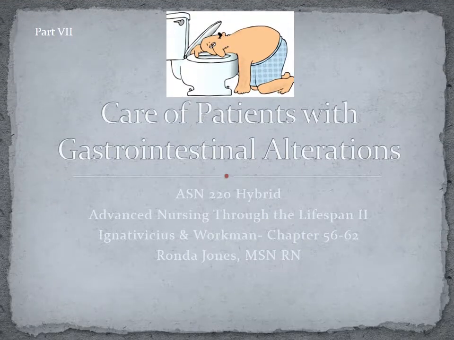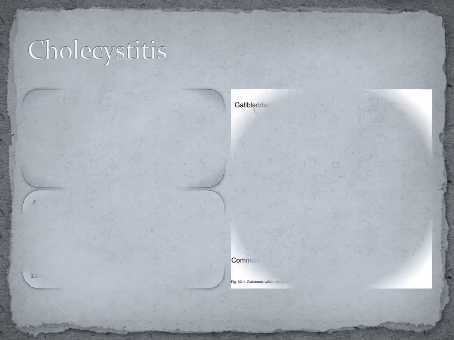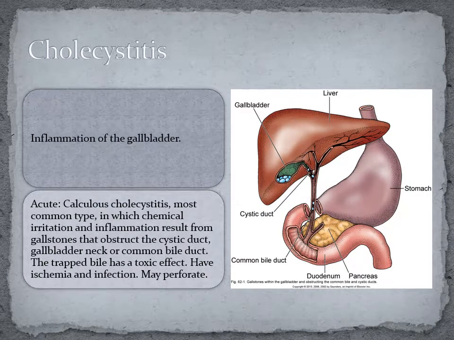Okay, we're going to continue with care of patients with GI alterations, Part 7. First thing I'm going to talk about is cholecystitis. This is inflammation without gallstones. It's associated with biliary stasis that's caused by any condition that affects the regular filling or emptying of the gallbladder.